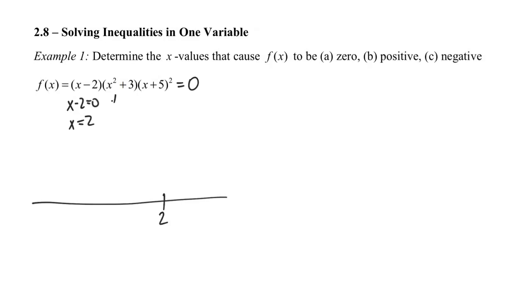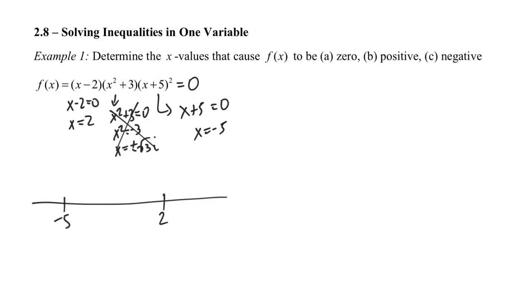For the middle parentheses, we're going to get x squared plus 3 is equal to 0. If I try to solve that, I get x squared is equal to negative 3, and so x is equal to something imaginary, plus or minus the square root of 3i, and I can't put imaginary numbers on the real number line. So I'm just going to disregard that and not get any critical numbers from that particular parentheses. And then finally, for the last one, I take x plus 5 and set it equal to 0, and that gives me x is equal to negative 5.